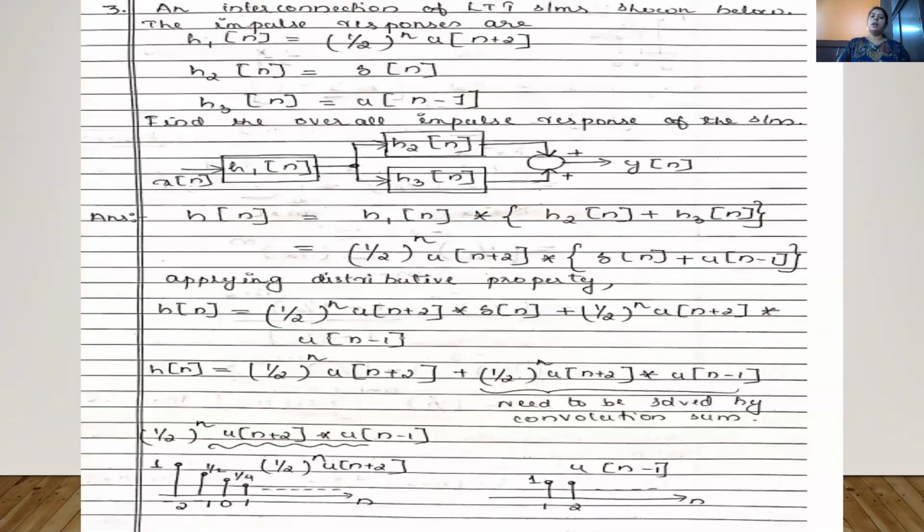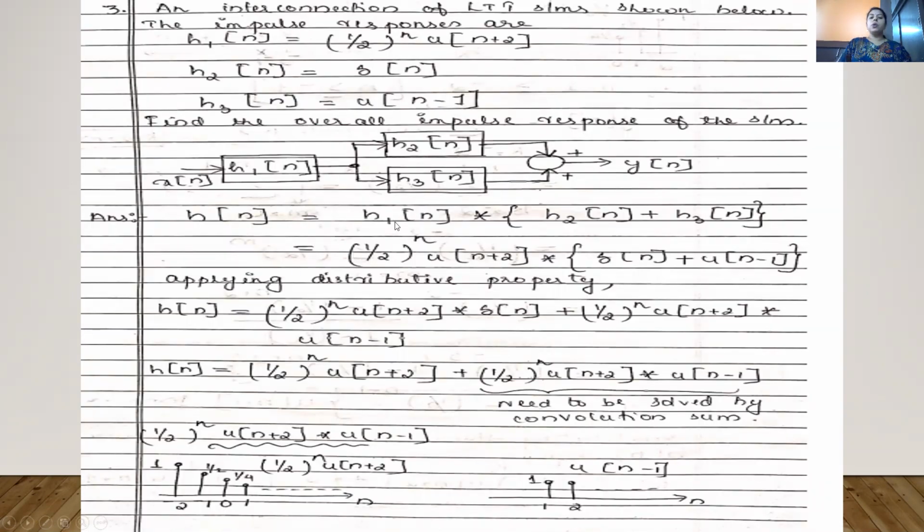Now we'll go to the third problem. Just see, they are giving the values of H1, H2 and H3. They are telling us to find the overall impulse response of this circuit diagram. Now you see H2 and H3 are in parallel. That is, I have to write it as H2 of N plus H3 of N, and this entire thing is in series with H1, so convolution H1 of N. So I got the overall response equation.